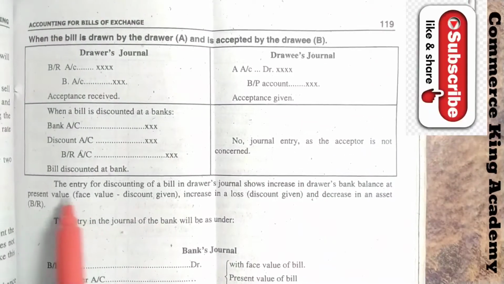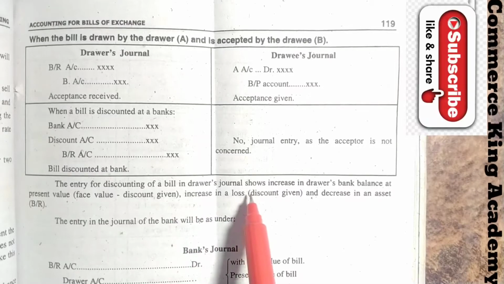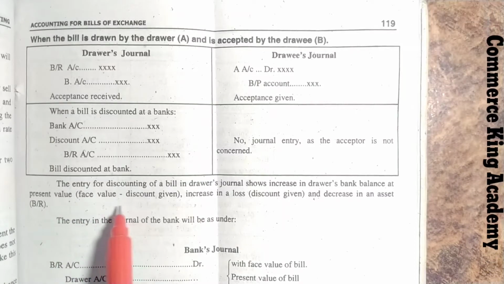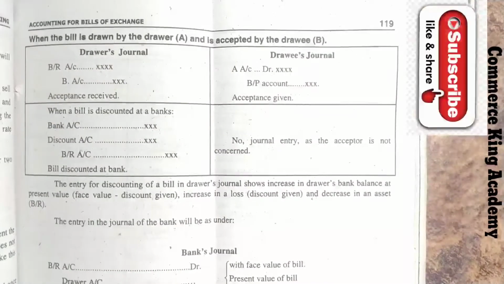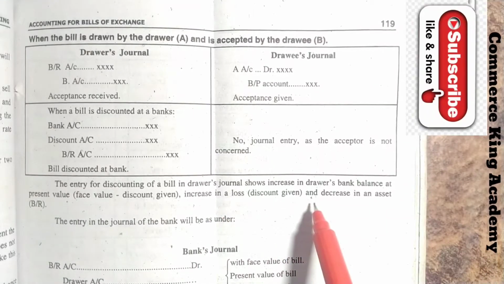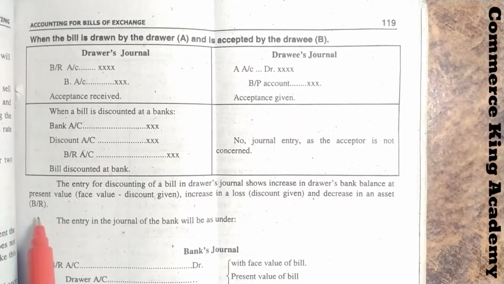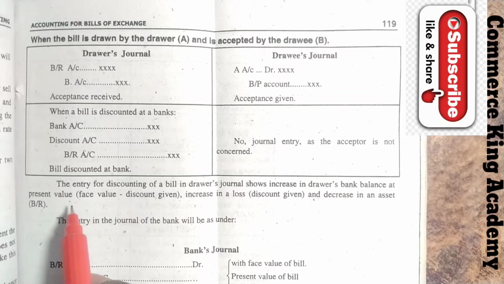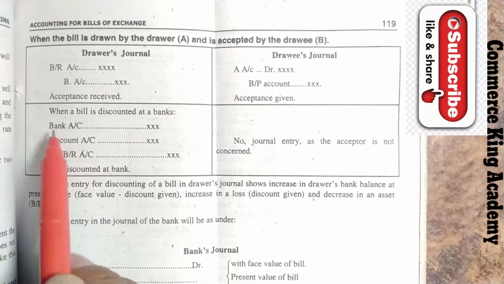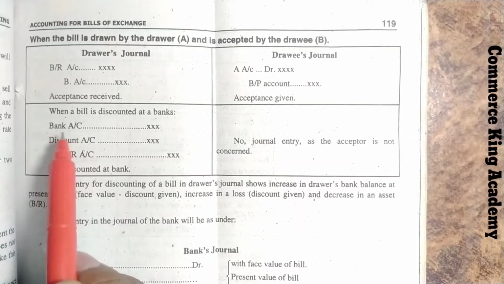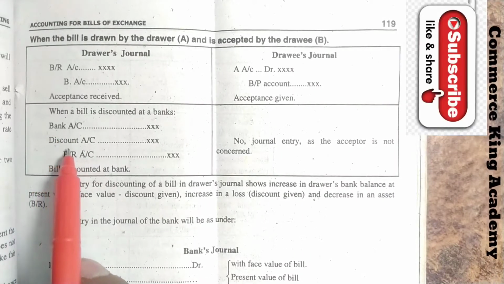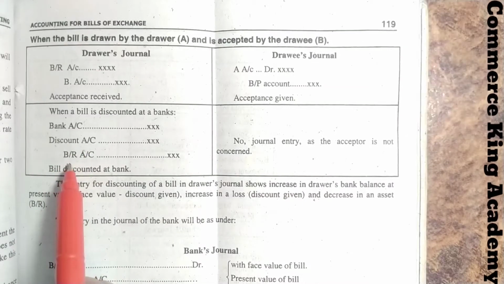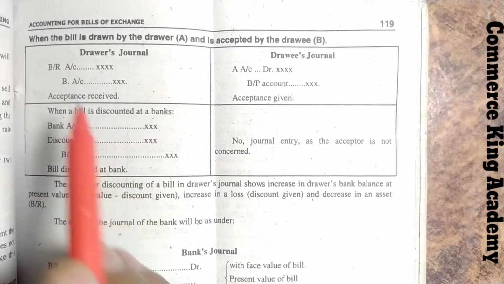Alright. The entry for discounting of a bill in the drawer's journal shows an increase in the drawer's bank balance at present value, face value minus discount given, and an increase in a loss, discount given, and a decrease in an asset, bills receivable. This sentence says what I said earlier about the drawer's journal: the bank account is increased by cash of the drawer, so we will debit it, and discount is the expense for the drawer and also debited, and the bills receivable account is the decrease in assets, so it will be credited in the drawer's journal.